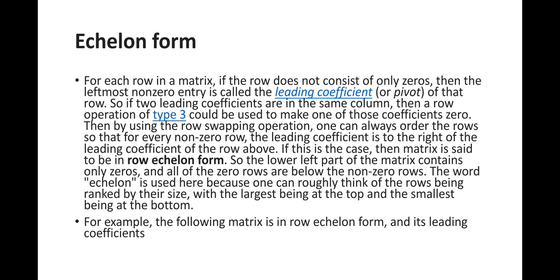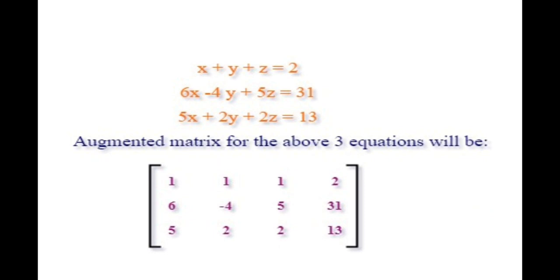For example, consider the system x plus y plus z equal to 2, 6x minus 4y plus 5z equal to 31, 5x plus 2y plus 2z equal to 13. The augmented matrix for the above three equations will be: for x coefficients 1, y 1, z 1, then 2; 6, minus 4, 5, 31; 5, 2, 2, 13. As we know, by seeing this we can easily understand.